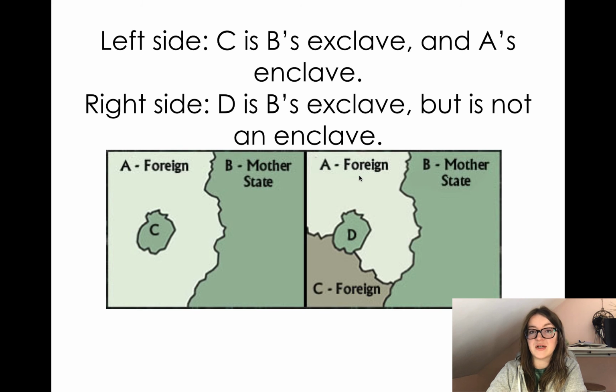So an enclave has to be entirely surrounded by a single country. So we get the same thing, except now we add in another place. Here, C is another foreign country, and D is part of the mother state. So D is the mother state's exclave. It's entirely outside of this country. But it's not an enclave, because it's touched by both of these foreign countries. It is not entirely within one or the other.